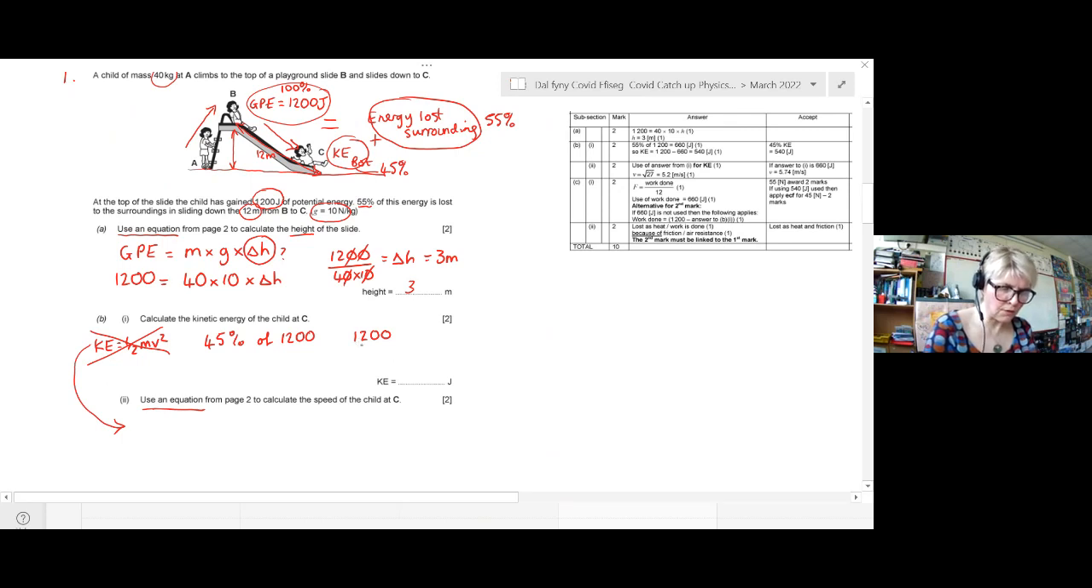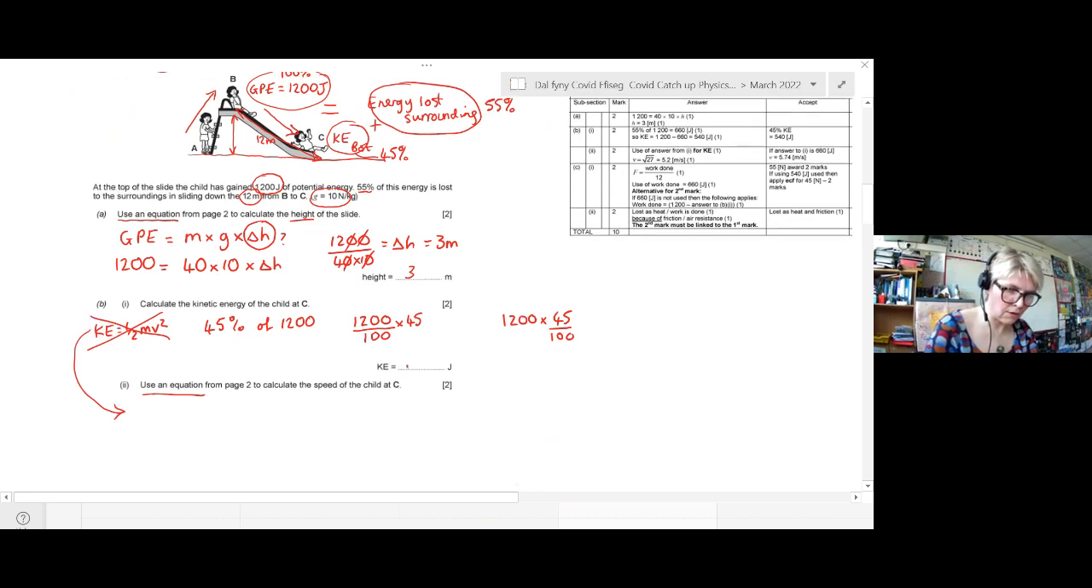Now, to work out 45%, divide it by 100 to give you the 1%, and then just times it by 45. Or you just do a ratio of 45 over 100. You might be more familiar with that approach. Okay, and that answer comes out as 540, so pop it in.